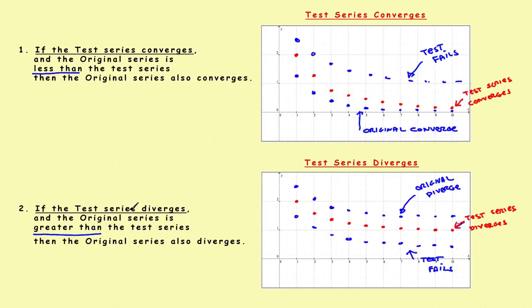So you know that the test series diverges. The next question now is, is the original series greater than the test series? So let's take a look at that. Now, you're hoping that your blue dots will wind up above. So you've got the red dots. If you can show that your original series is greater than this, then you can show that both of them diverge.